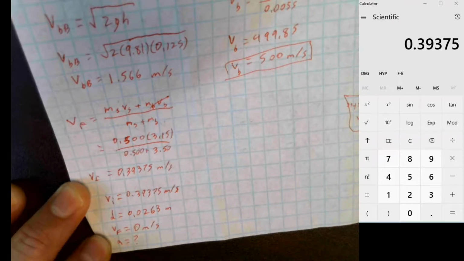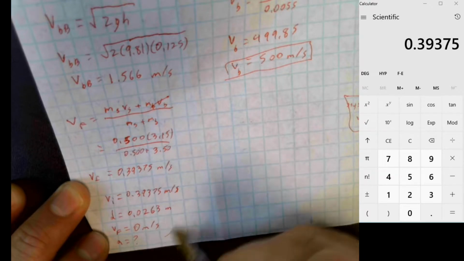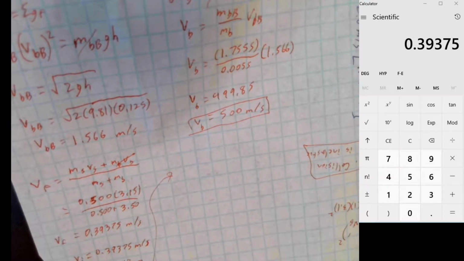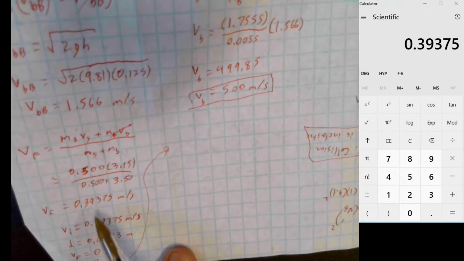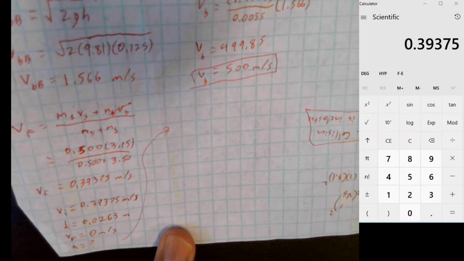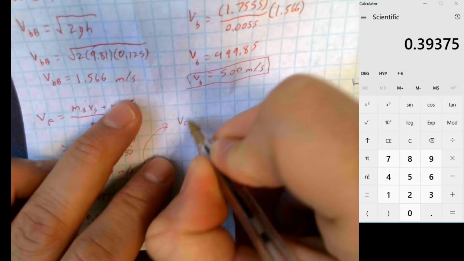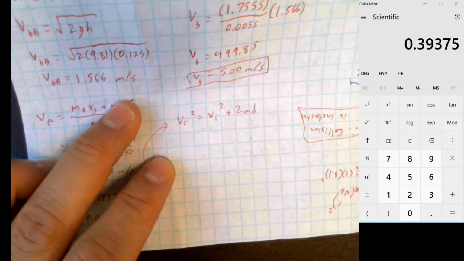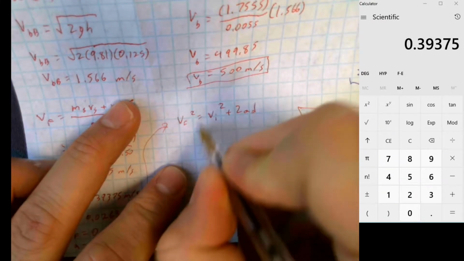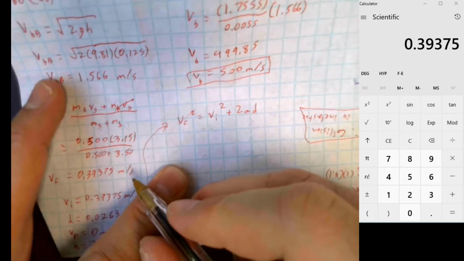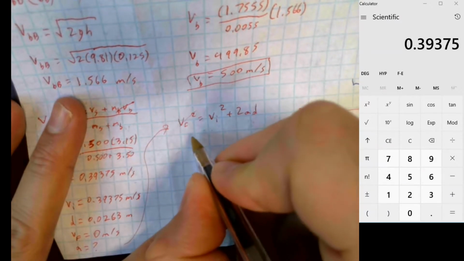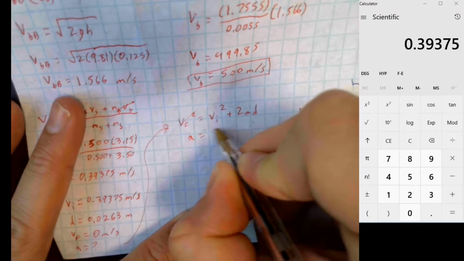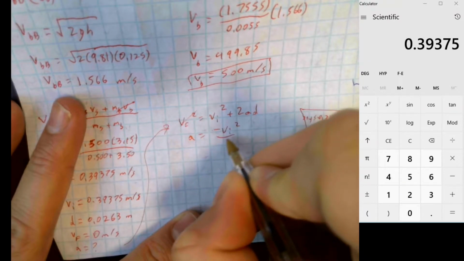So we can go back to our equations of motion and solve this. Using our equations of motion, we're looking for an equation that has VI, D, VF, and A. So the one that doesn't include time, which is VF squared equals VI squared plus 2AD. And I'm going to isolate that for A. My VF is 0, of course, because I'm stopping this block. So this becomes A equals negative VI squared over 2D.